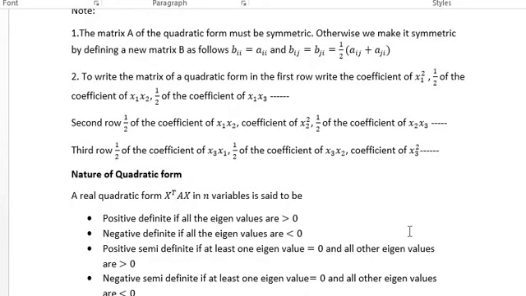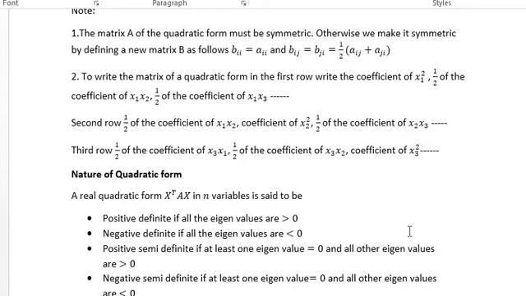Now when you move to the second row, the first element in the second row will be half the coefficient of x1 x2. The second element in the second row will be the coefficient of x2 square. The third element, half the coefficient of x2 x3, and it goes on. In the third row, the first element will be half the coefficient of x3 x1. The second element in the third row will be half the coefficient of x3 x2. The third element will be the coefficient of x3 square, and it goes on like that.